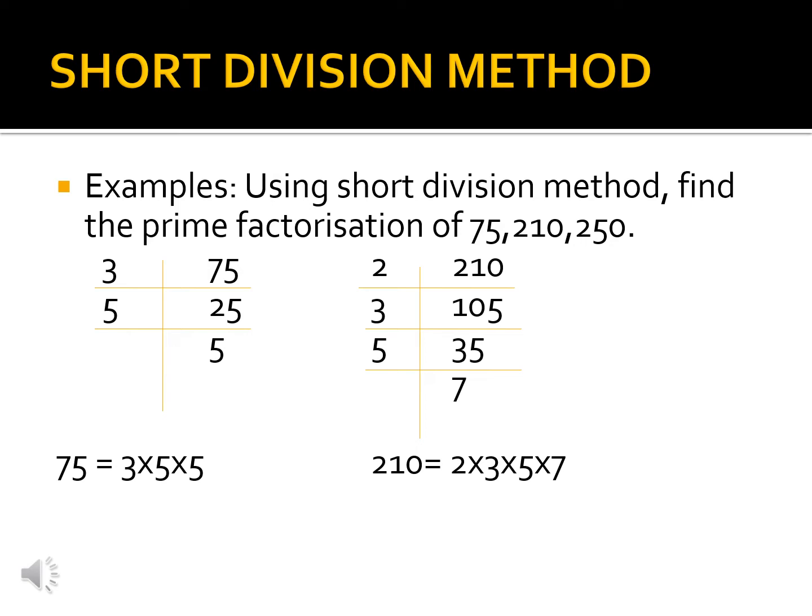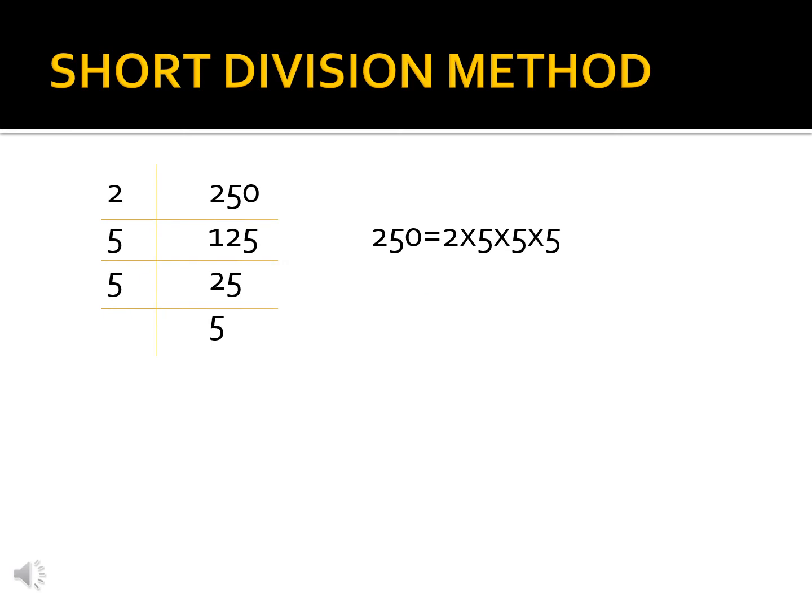Now let us see the next example, 250. 250 is divisible by 2, so let's start dividing it by 2. I got the quotient as 125 when I divide 250 by 2. Now at the second step, we have to think of a prime number which divides 125.